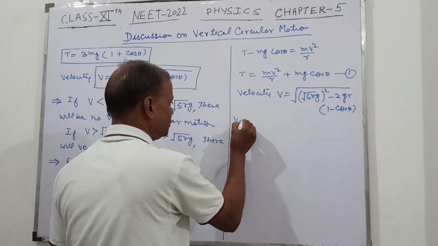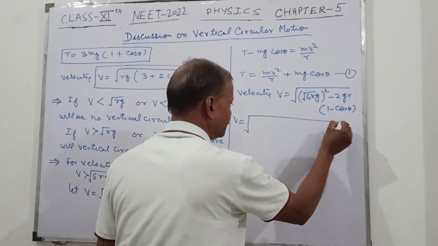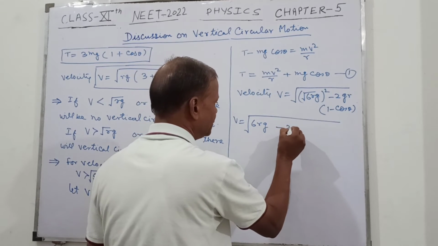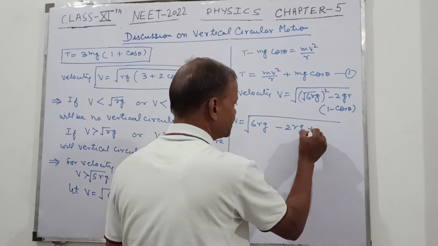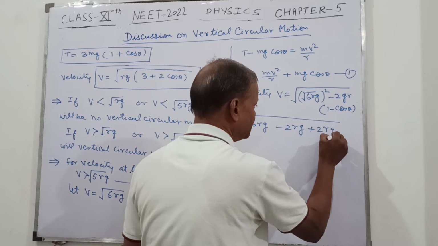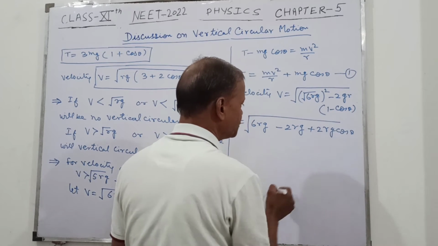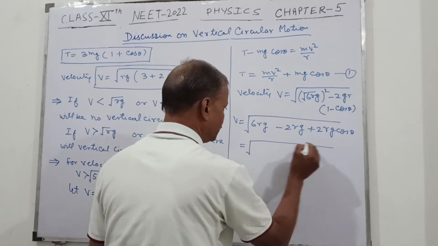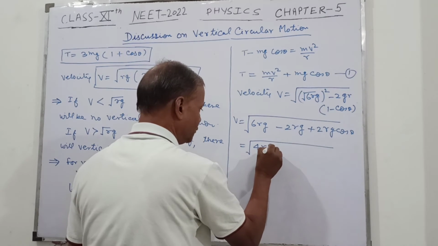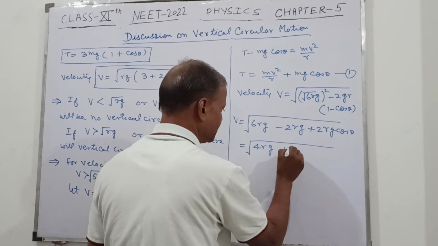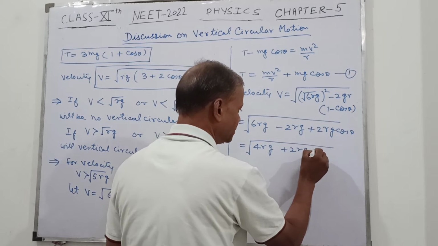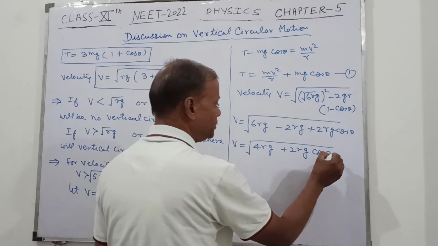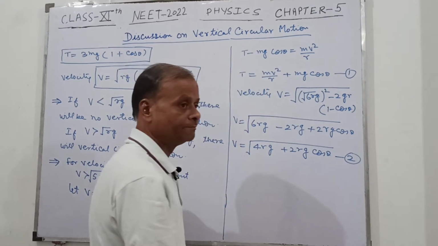So this v equals square root of 6 rg minus 2 rg plus 2 rg cos theta. So this is now 4 rg plus 2 rg cos theta, square root of this. This is now velocity v. This we take as equation number 2.